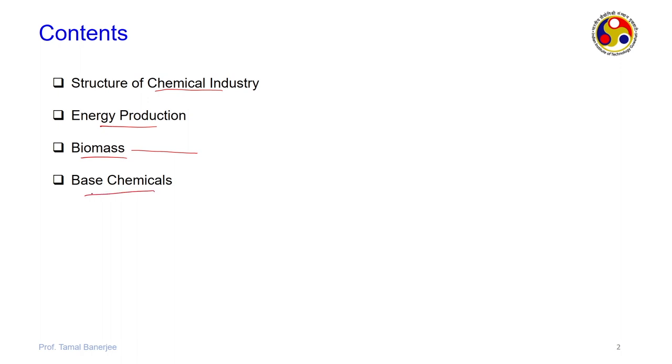Then we discuss the production of the base chemicals. So what are the base chemicals? We will be discussing two domains of base chemicals. One is inorganic base chemicals, where one example I can give is sulfuric acid. Then we can talk about organic. With organic, we know we are dealing with crude oil or natural gas or sometimes syngas. All these come under organic. Likewise, we will discuss this.